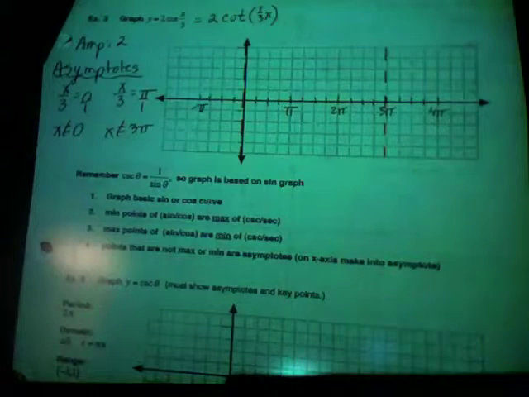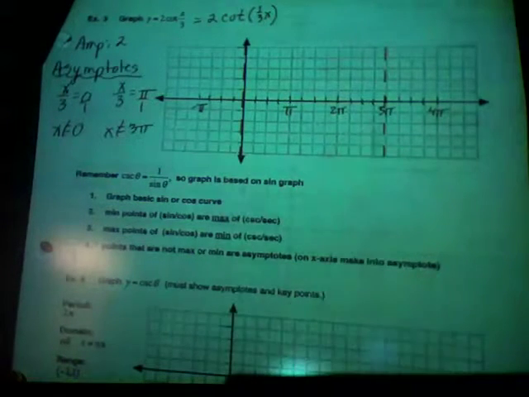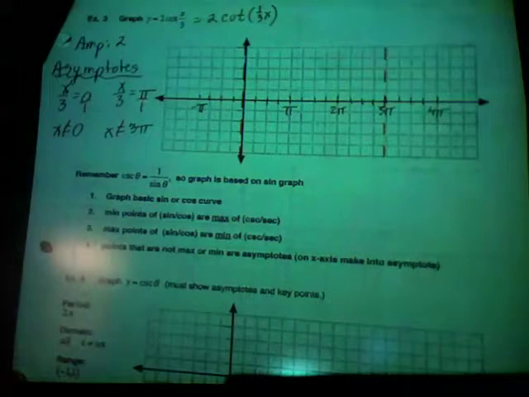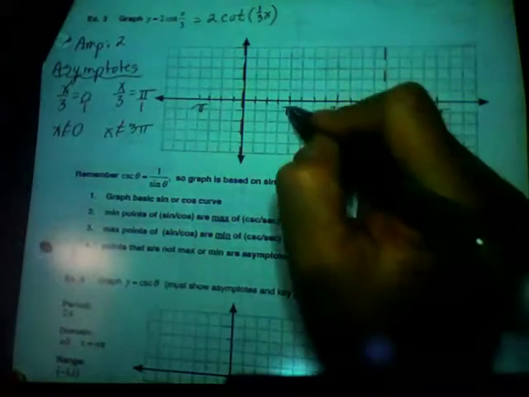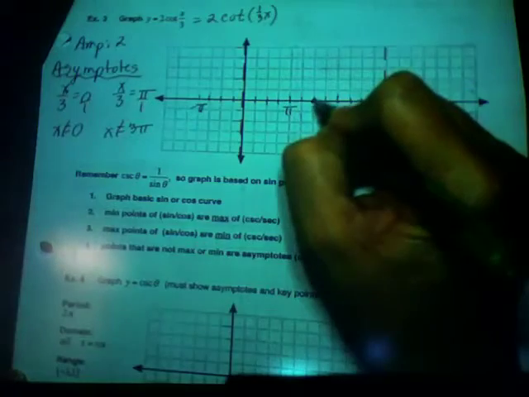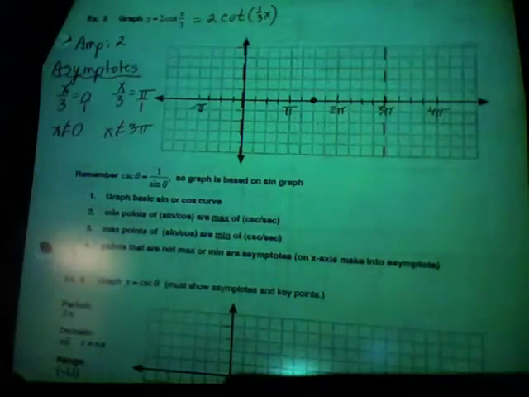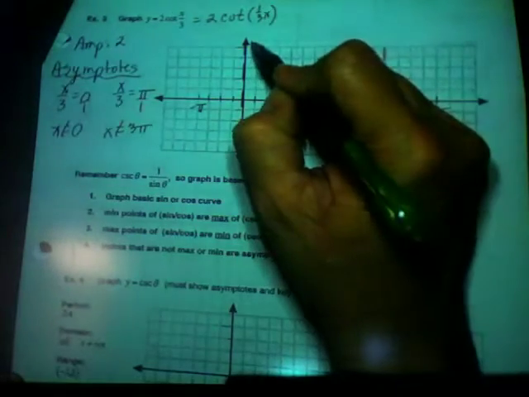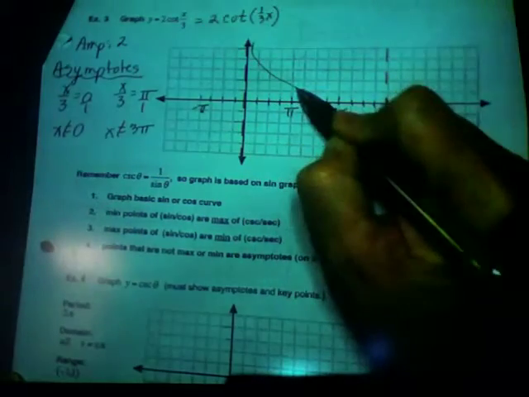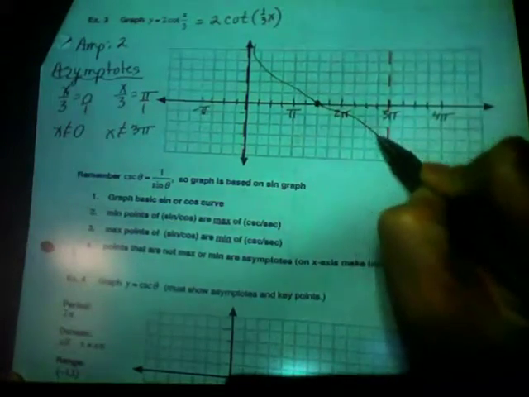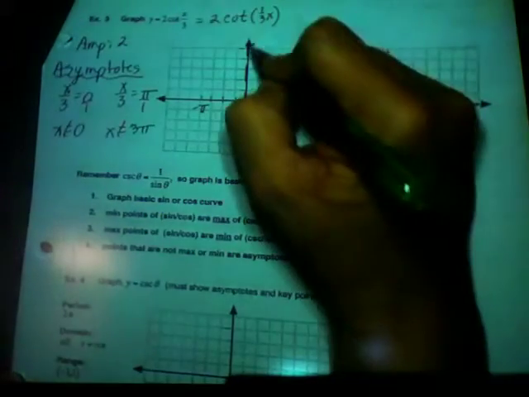Where's the center of this? Between 0 and 3 pi, where's the center? Yeah, 3 divided by 2 is 1.5, right? So I want to go 1 and then 1/2 of a pi. So here's the center. And then my cotangent goes from the upper left. I go through there, down to the right.